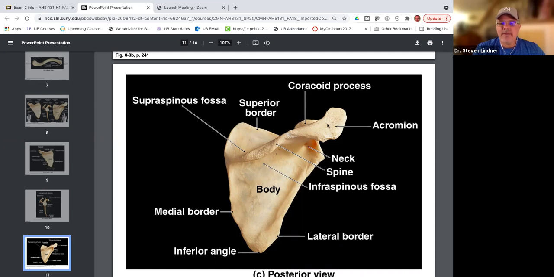Once we find the acromion process, just go down. Here's the glenoid cavity or glenoid fossa, which is lateral. So you know that this is the lateral border, aka axillary border. On the other side, medial border, aka vertebral border. Superior angle, inferior angle, superior border.